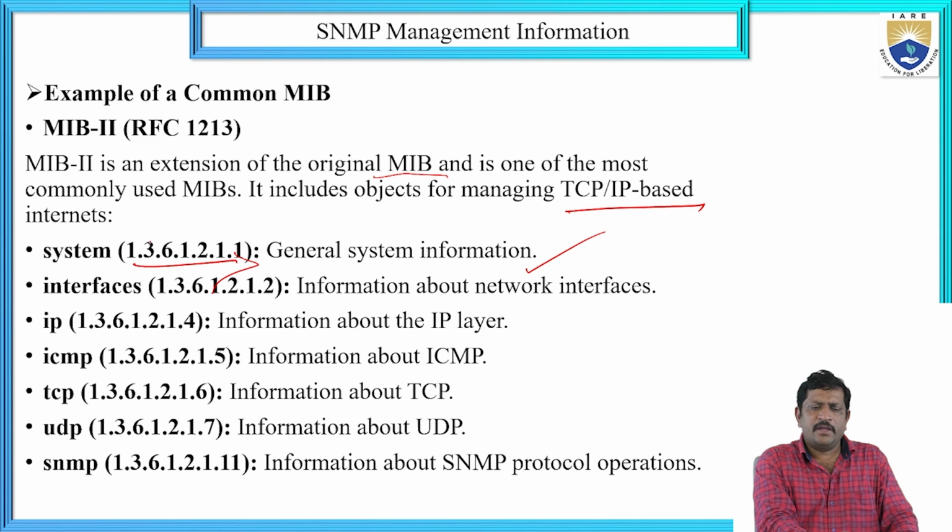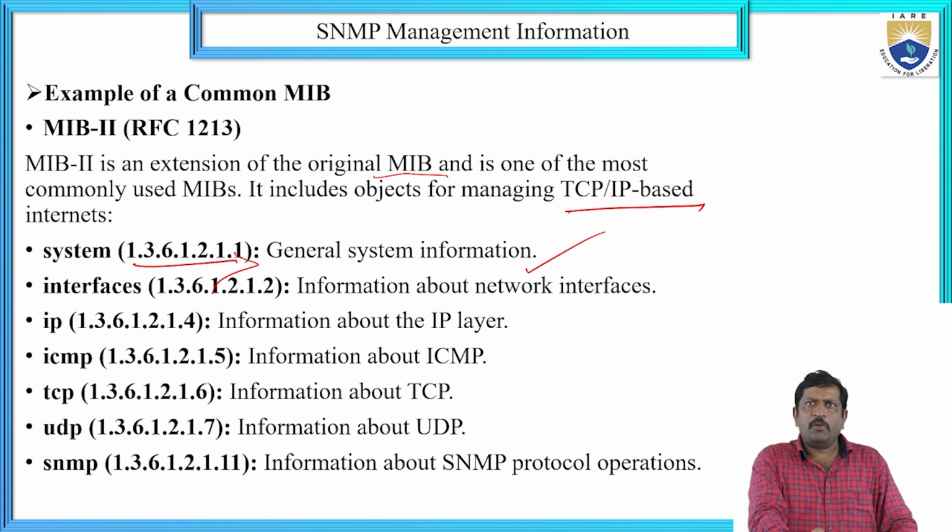Object identifier 1, 3, 6, 1, 2, 1, 1: in this sequence only, we can store the objects in the MIB database. Next are the interfaces, the information about the network interfaces. We may use them from private to public or public to private networks, so we can utilize the interface.